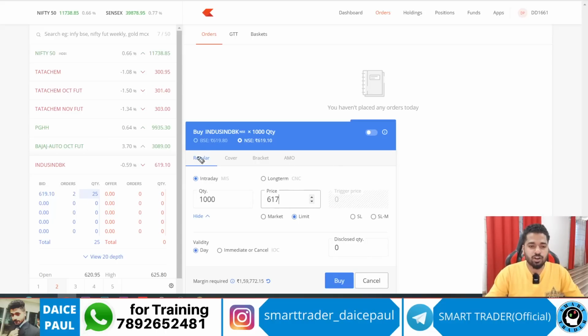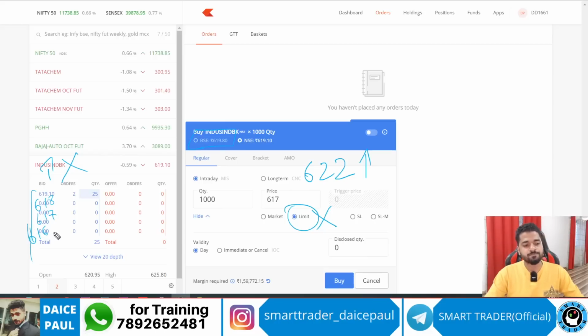So remember, you cannot buy above the market price in this limit order. You cannot buy above this. For example, the price is 619. If you want to buy at 622, which is higher than the market price, higher than the buying side here, you cannot buy in this limit order. If you want to buy, you can buy anything within this limit, below these levels, like 618, 617, 616. Okay. So this is your limit. Your market price is your limit.